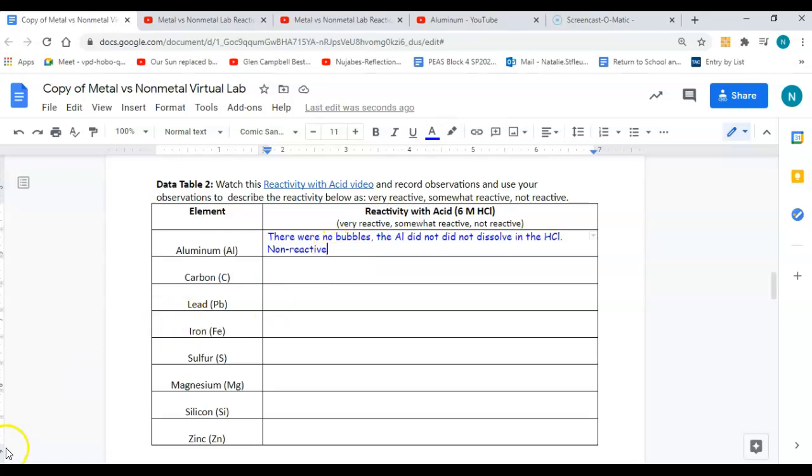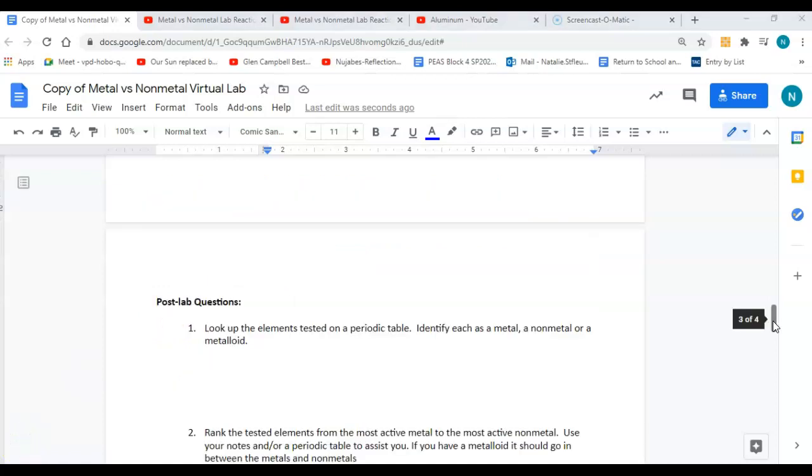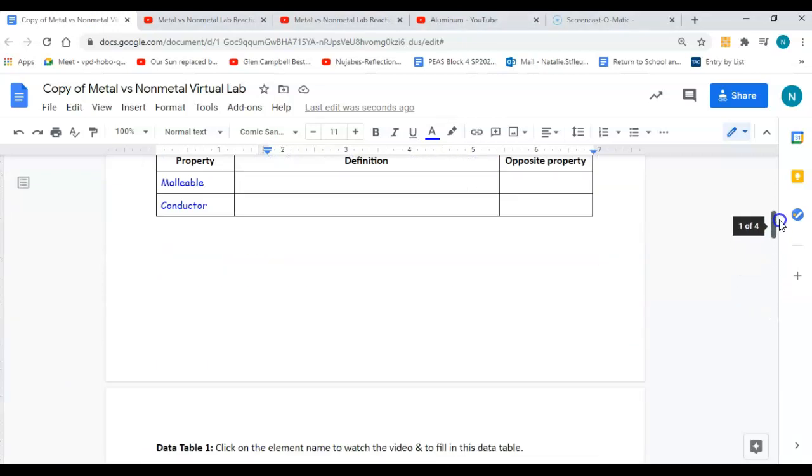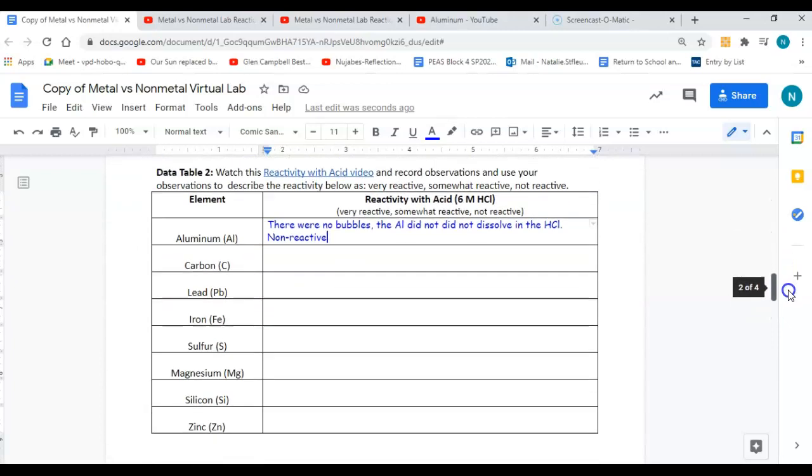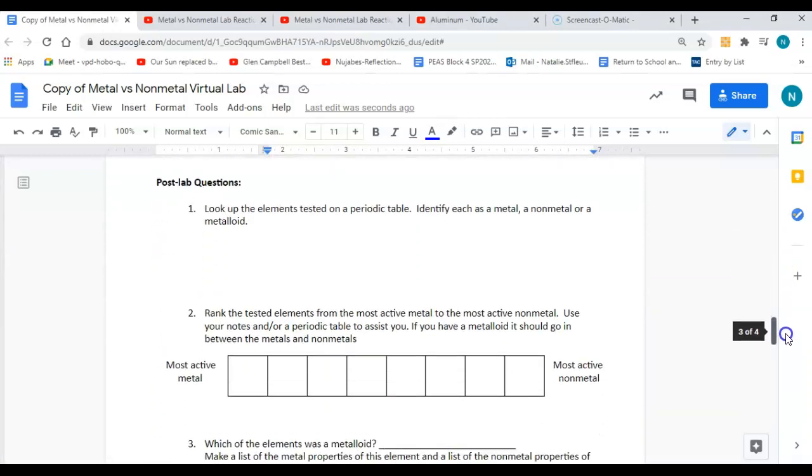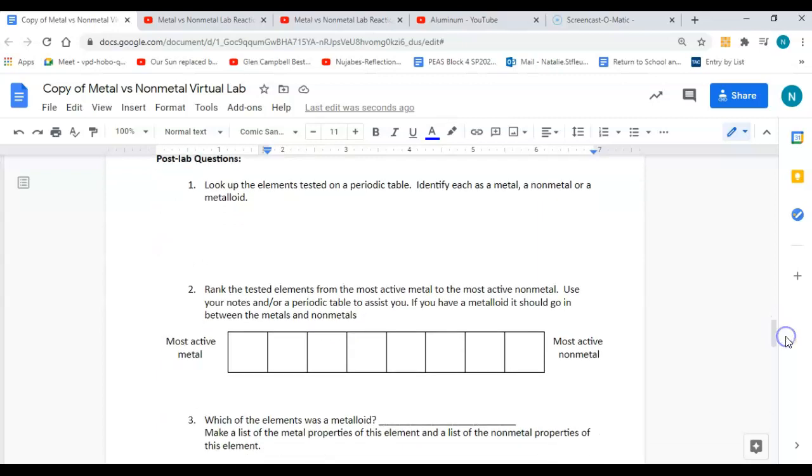So that's what I'm looking for here, your observations, and then also whether or not you think it's reactive. Once you're done collecting your data in both data table 1 and data table 2, then you're going to move on, of course, to your post-lab questions. And you're going to use your data table to help you answer question 1.